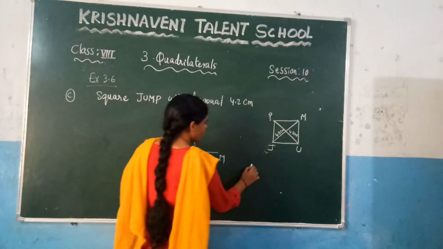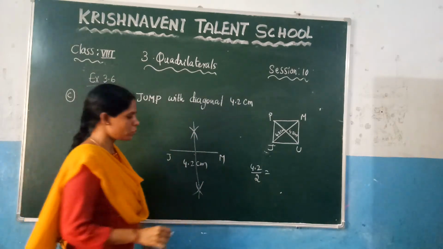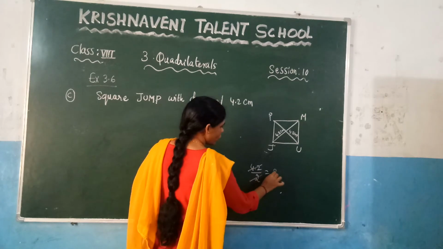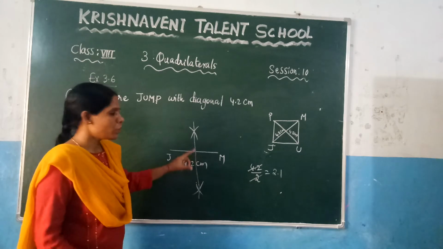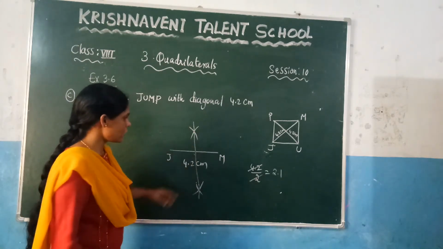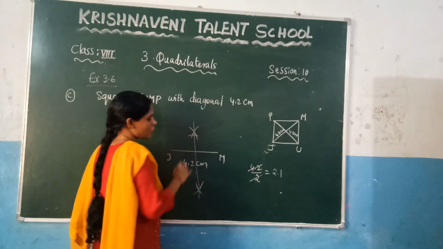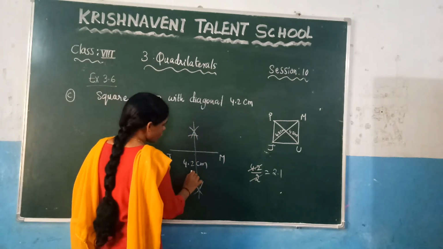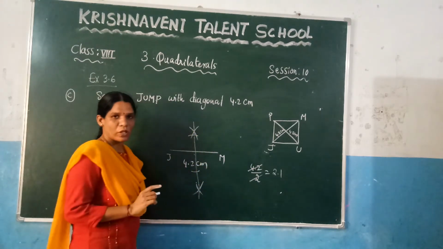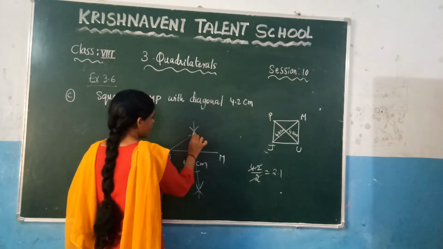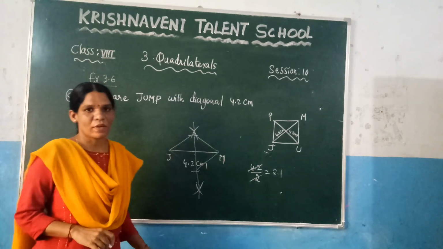Now here you need to take 4.2 by 2. What is the value of 4.2 by 2? Which gives you 2 2s are 4, 2 1s are 2. That means the total length is 4.2. But you have to draw one more arc such that you divide this into two equal parts. So at this point draw one arc of length 2.1. Here also 2.1. 2.1 plus 2.1 gives you the total diagonal which is 4.2. Now you can join these vertices so that you will get the required square.